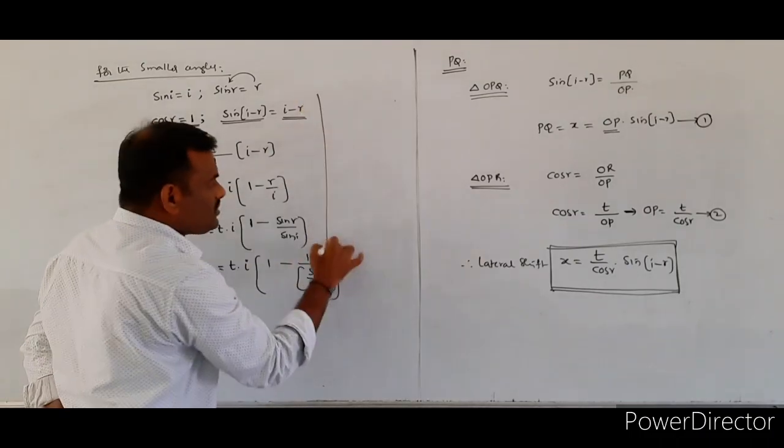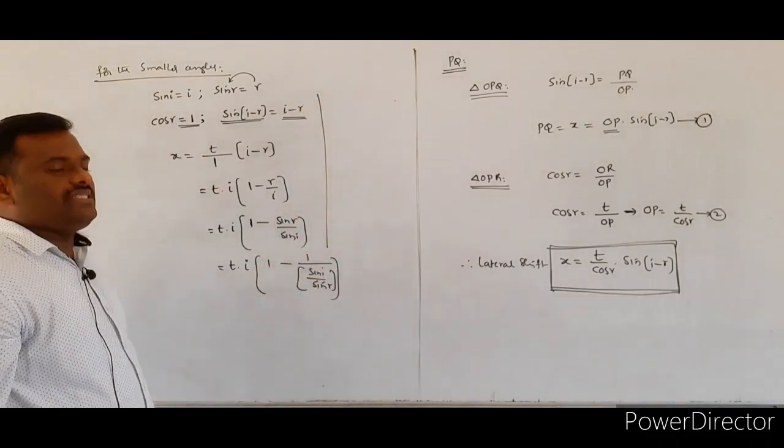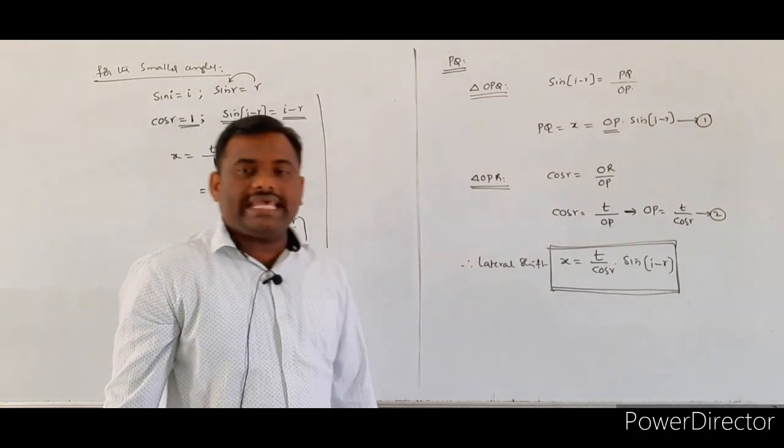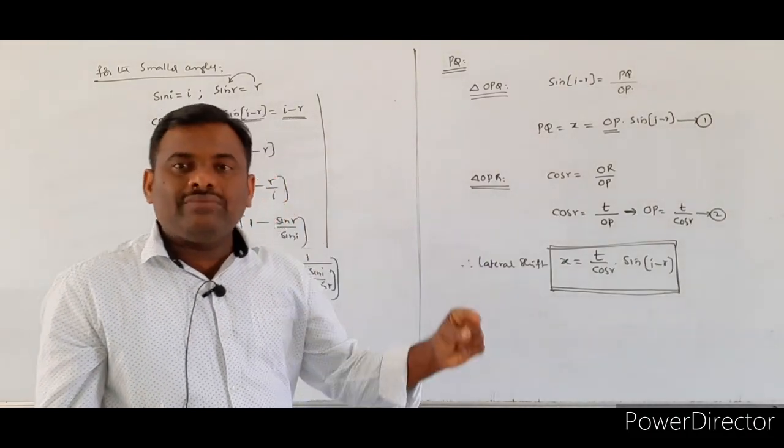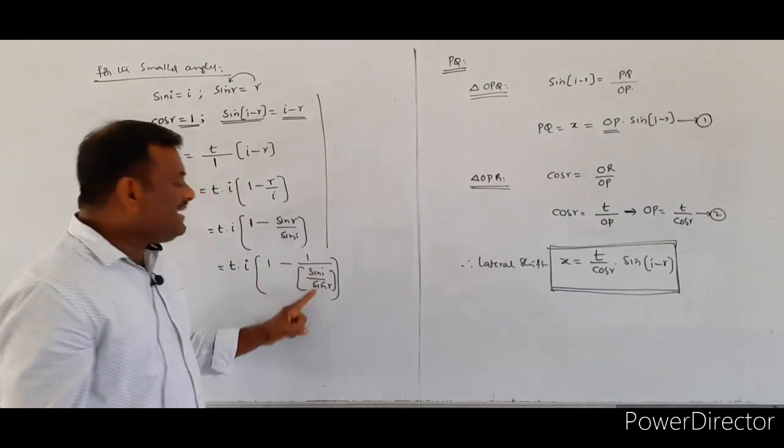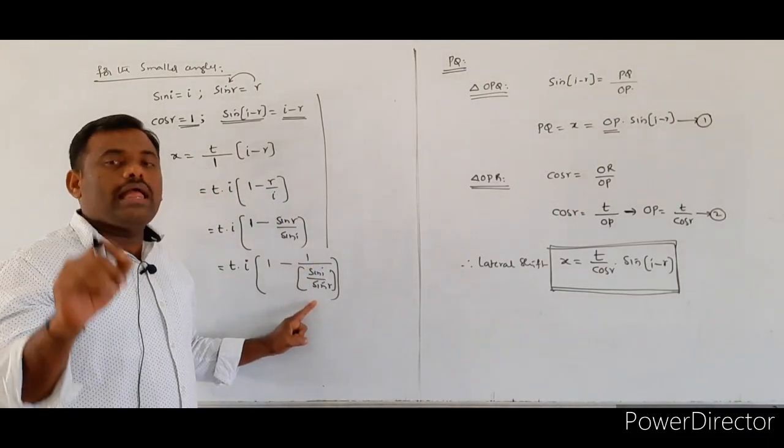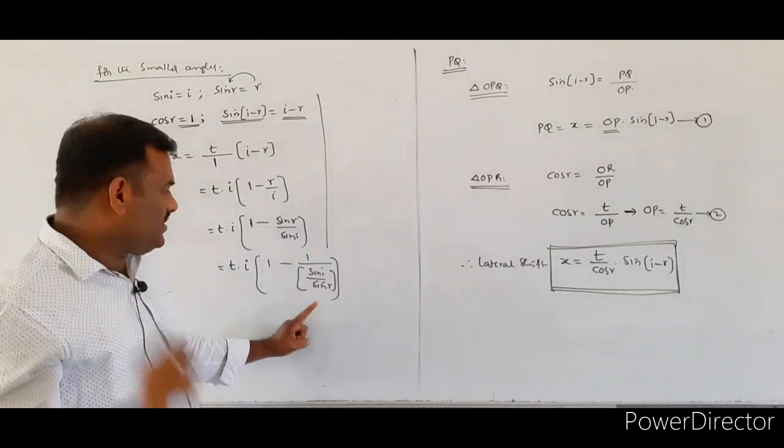So that value becomes what? Sin i by sin r is equal to what? Whenever the refraction takes place from a rarer medium to a denser medium, the sin i by sin r value is equal to mu, according to Snell's law of refraction.